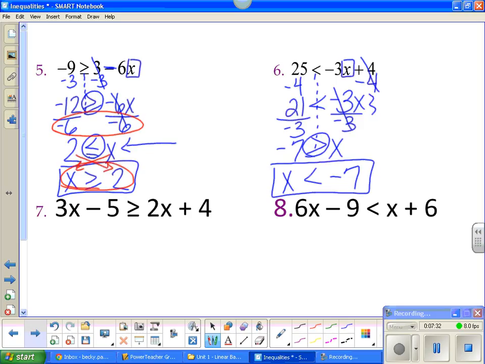A lot of students up here will say, oh, I'm going to divide by negative, so I'm going to flip. Oh, and then my x is on the wrong side, so I'm going to flip it again. And they try to do it all in one step, and they miss a flip. So take your time, write it out, show all your steps.